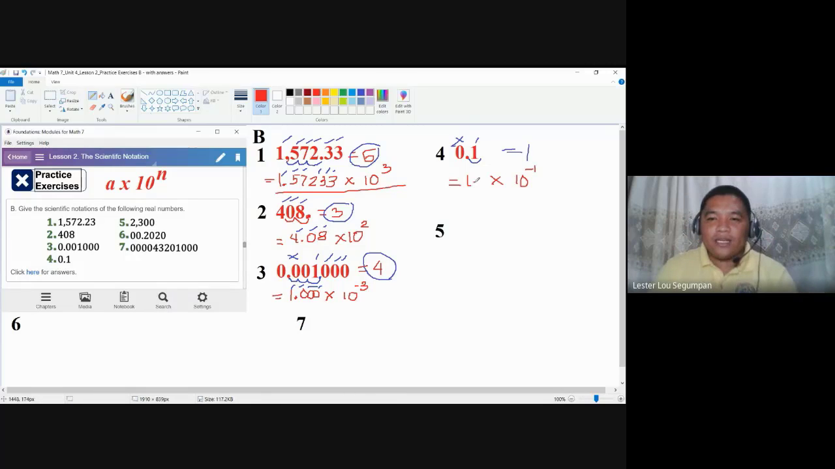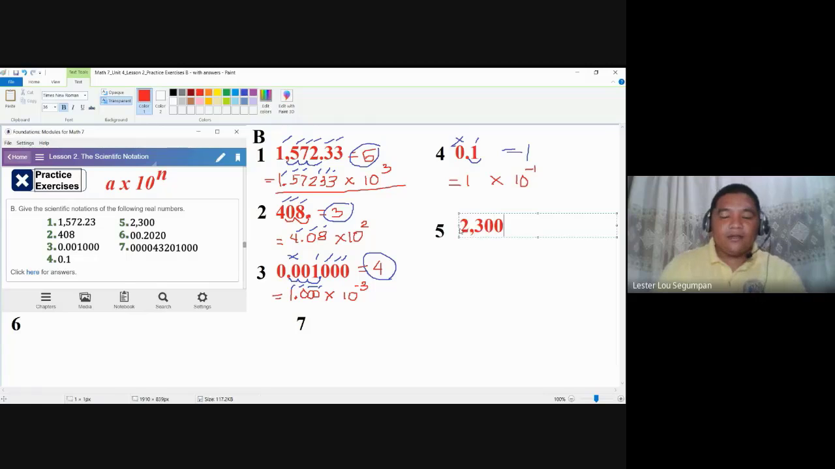You may answer here 1.0, if you want to, because it still has one significant figure. But do not write 1.0 there, because this will now have two significant figures, wherein in the given standard form you only have one. So better yet, do not write any more decimal notation there. Simply write 1 times 10 to the power of negative 1. That's it. Number 5. Number 5 is 2,300.